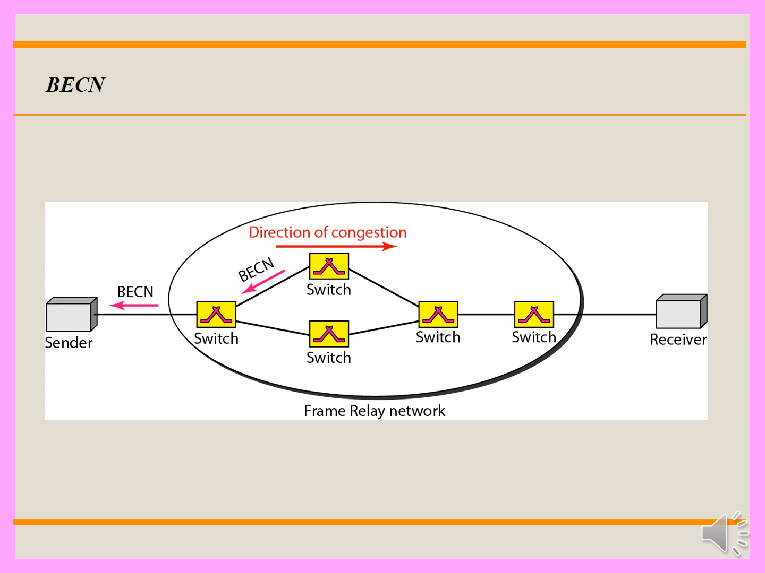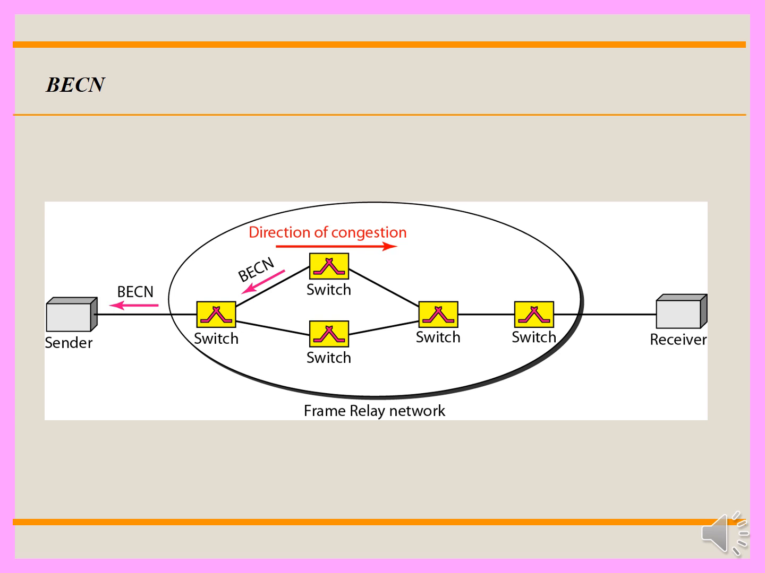Now for congestion avoidance, the frame relay protocol uses two bits. One bit is called backward explicit congestion notification, that is BECN, and the second bit is called forward explicit congestion notification. So in the figure you can see this is BECN, backward explicit congestion notification. This bit warns the sender about the congestion in the network.